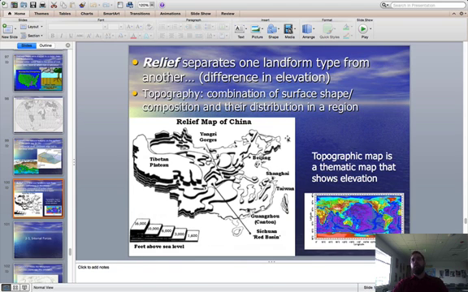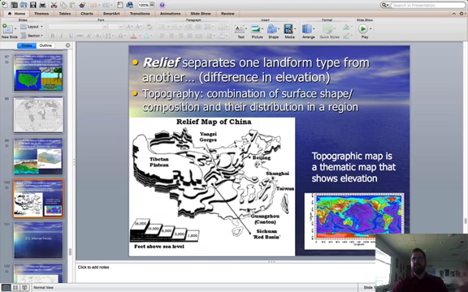All right, and then a relief. This is a relief map, which is basically a topographic map. So this is a relief map of China. It shows you the elevation. As you can see, it's higher in elevation over here where the Tibetan Plateau is. And then most of the people live here in the lower areas. So it shows you the different landforms, based on this map.